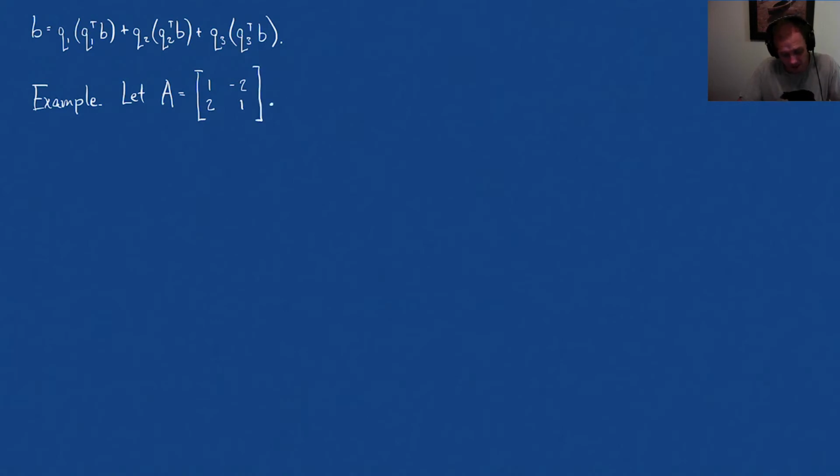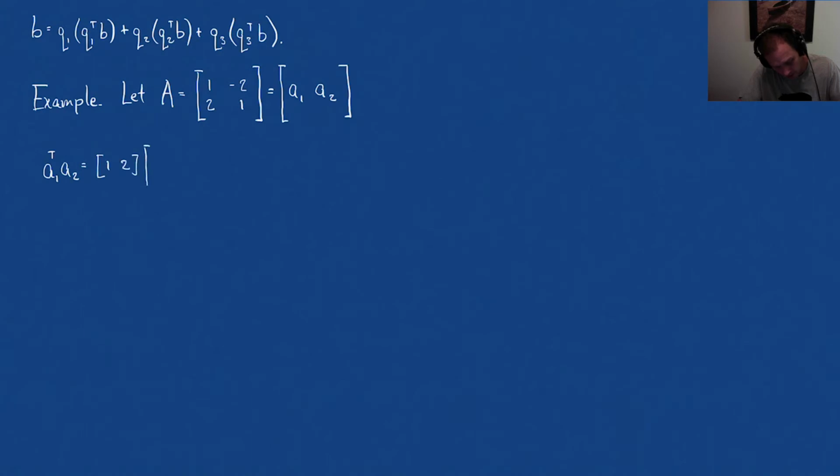Okay? Now notice this. Let's call this, it has a column A1 and a column A2. So those are my columns that I have. Well, let's try this. What happens if I take A1 transposed A2? Well, I'll write it out. 1, 2 times the column minus 2, 1. And you can see that this equals 0. So what does that mean? That means that A1 is orthogonal to A2.